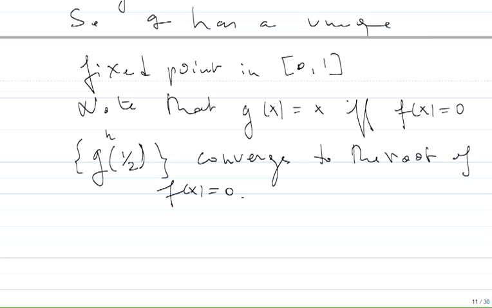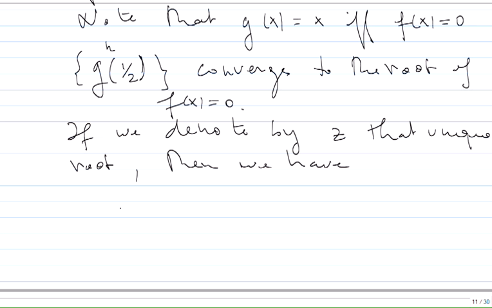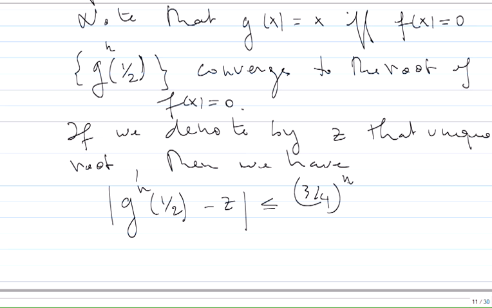Okay, and we know that if we denote by z that unique root, then we have the distance, the absolute value of g^n of 1/2 minus z, is less than (3/4)^n over 1 minus 3/4, times the absolute value of g of 1/2 minus 1/2.